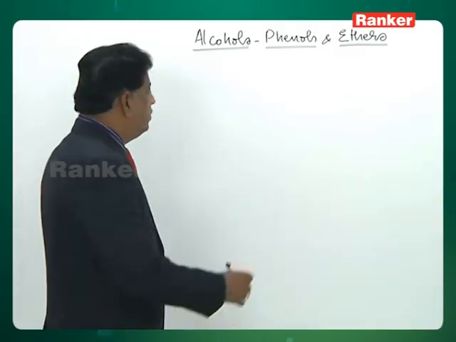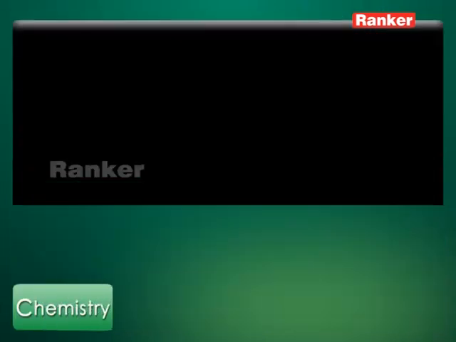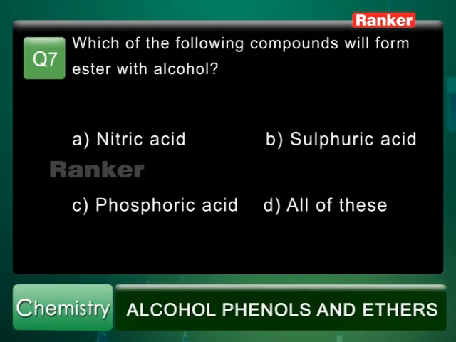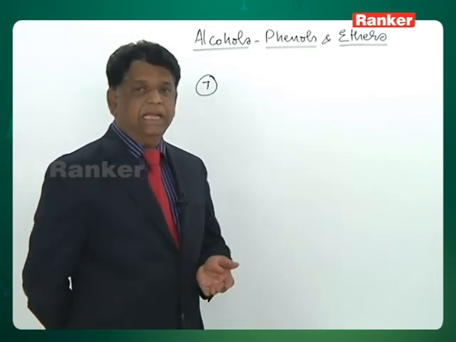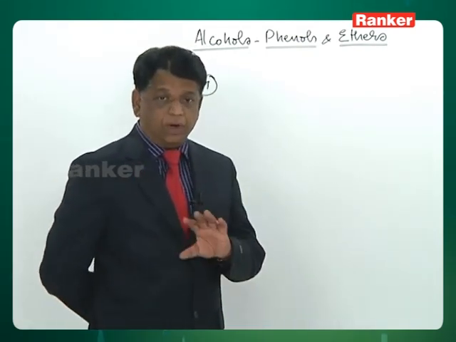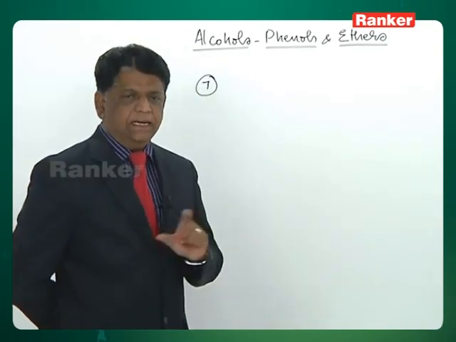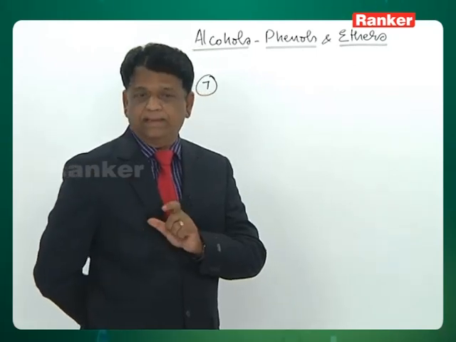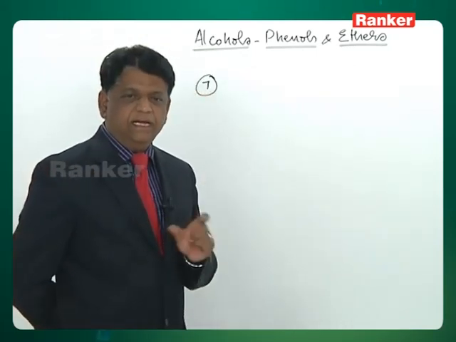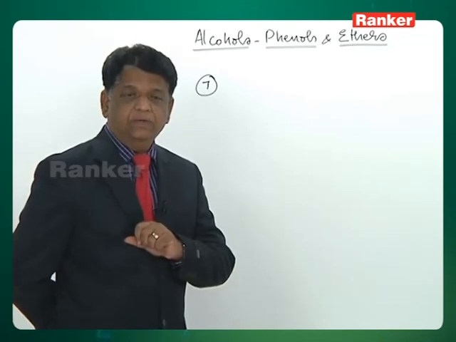So let's go to question number 7. Which of the following compounds will form ester with alcohol? So any alcohol generally on reaction with acids will give esters. We have a saying also: the alcohols react with the lower acids to give the "-ous" acids, and the higher, stronger acids give the "-ic" acids. Let us say sodium hydroxide reacting with nitrous acid, the salt formed is sodium nitrite. The same sodium hydroxide with nitric acid, the salt formed is sodium nitrate.